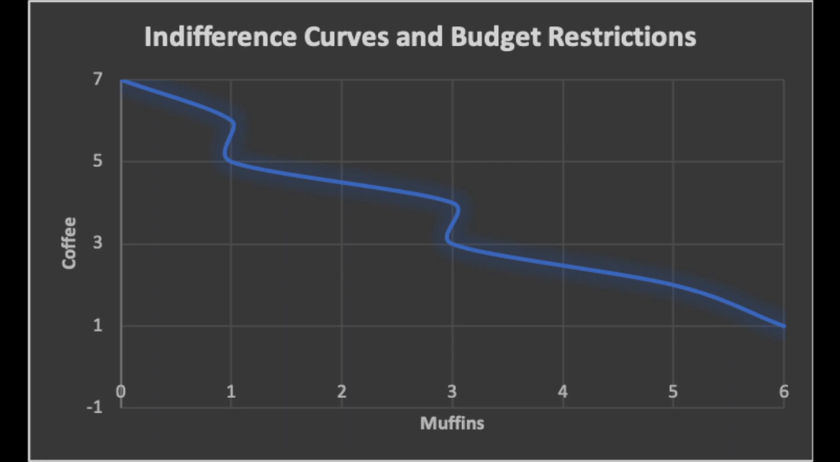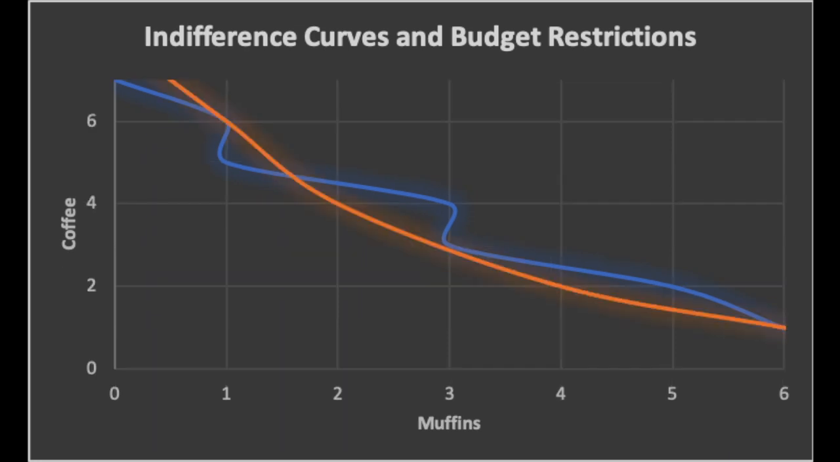So anything on this line or above and to the right will make the consumer happy, but anything below and to the left, the consumer will not get enough utility out of each. The reason that the curve is going down and is convex is because of diminishing marginal utility. With each additional muffin or coffee that you get, you are giving up something else, and eventually you'll be giving up too much. Now this orange line is our budget line.